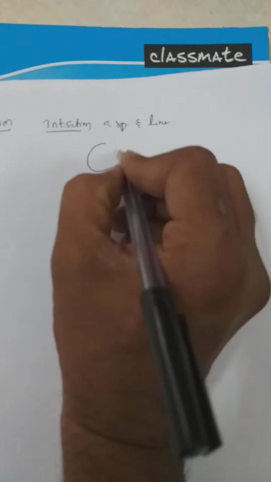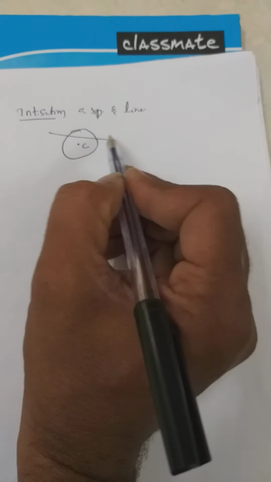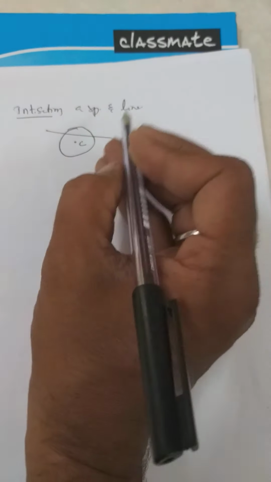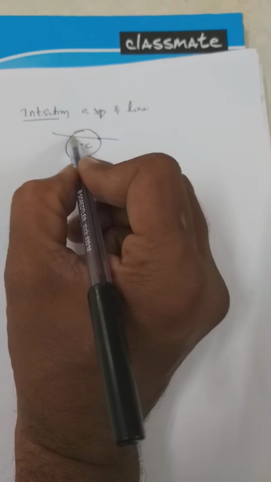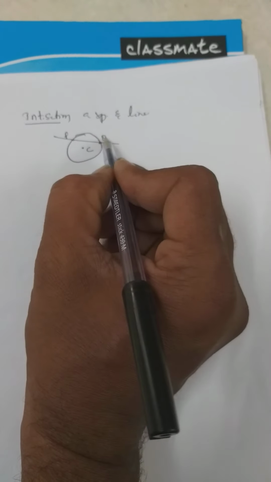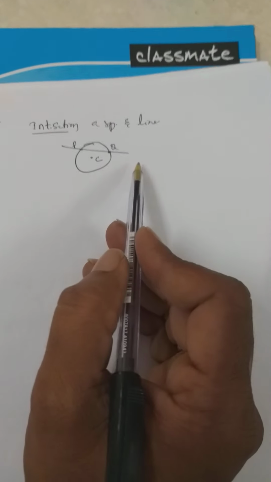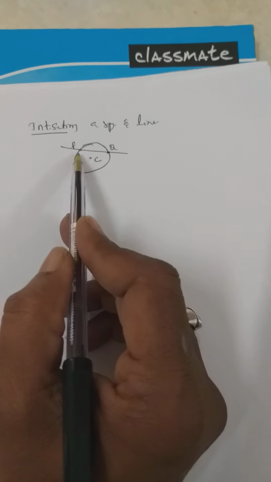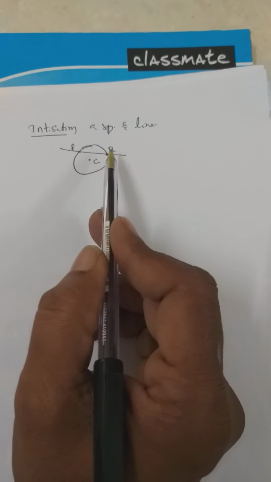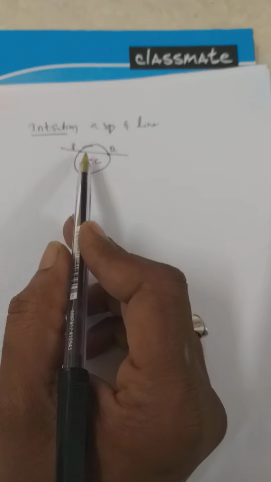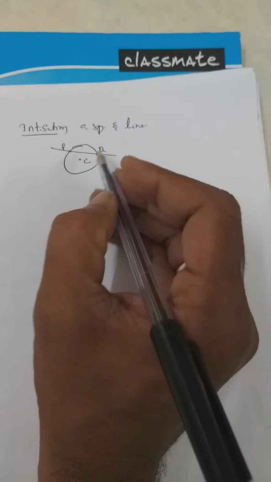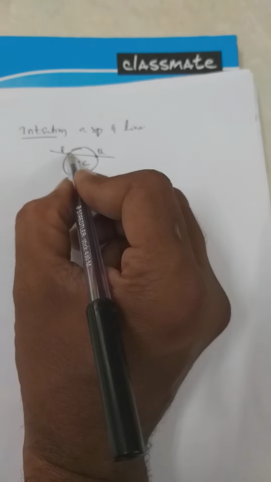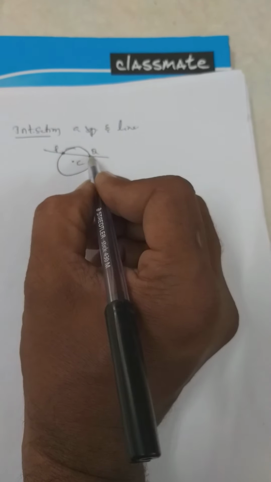We know that this is a sphere whose center is C. If a line cuts the sphere, the points of intersection will be 2 points. Say one is P, another one is Q. This line intersects the sphere at 2 points. Those points are called points of intersection of the line and the sphere. Now from this diagram, the points of intersection are P and Q.